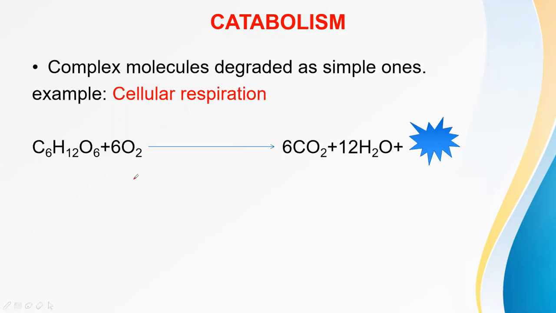The best example for catabolism is cellular respiration. Cellular respiration normally occurs in plants and animals, mostly in living organisms. When you observe this reaction, the glucose is a complex molecule. By joining with oxygen, this complex molecule is degraded into simple molecules like carbon dioxide and water.